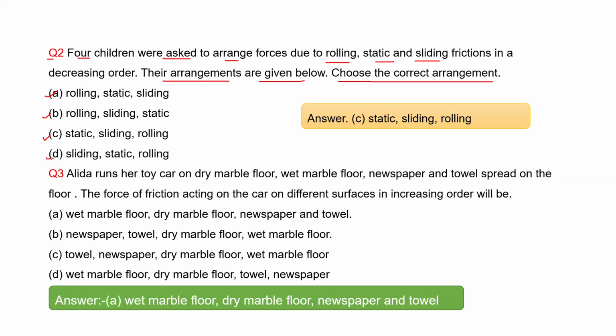We have discussed that sliding friction is smaller than static. Okay, sliding is smaller. And then we can say we have to arrange in the decreasing order. Decreasing order means maximum friction is in case of static friction, then sliding. And rolling also has lesser friction than sliding. Then you select which one is correct. This one is static, sliding and rolling.